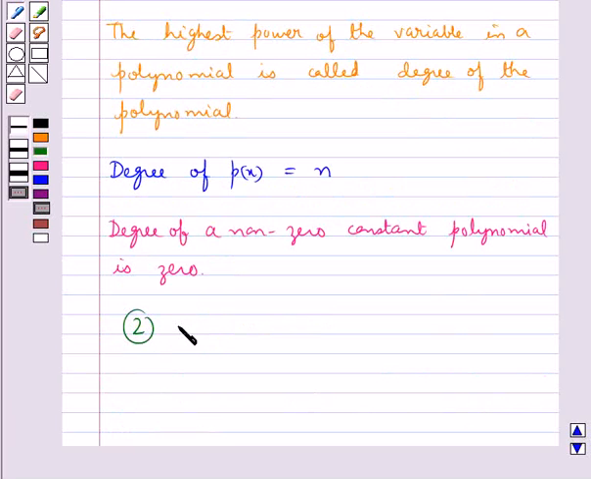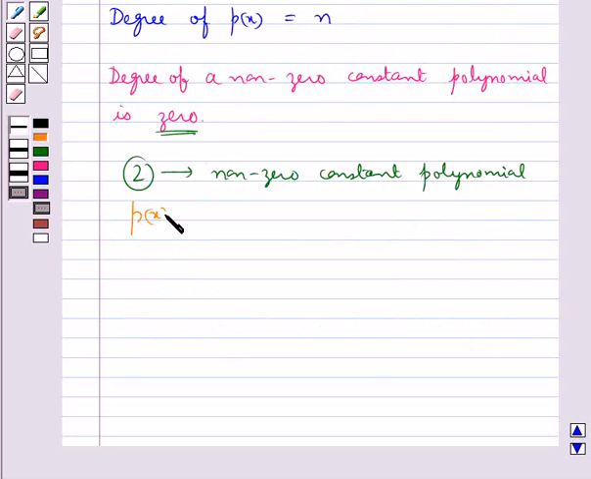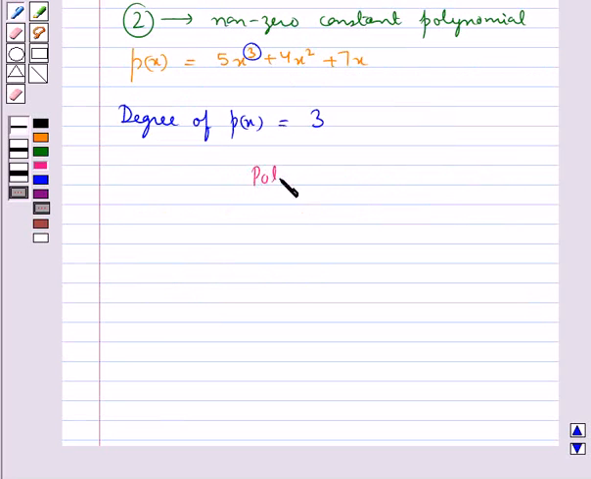Consider the polynomial 2. This is a non-zero constant polynomial, so the degree of this polynomial would be 0. Let's consider a polynomial P(x) = 5x^3 + 4x^2 + 7x. Then the degree of P(x) is equal to 3, since 3 is the highest power of the variable in the polynomial.